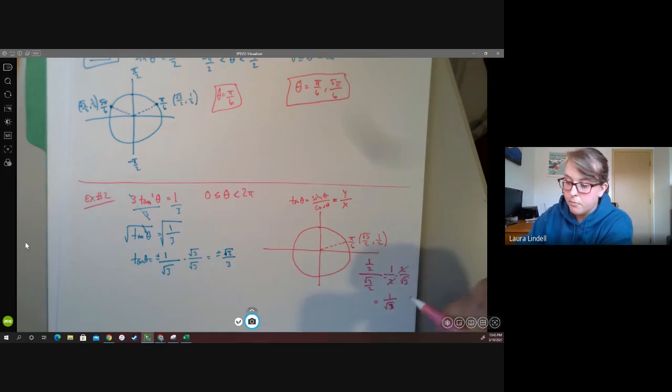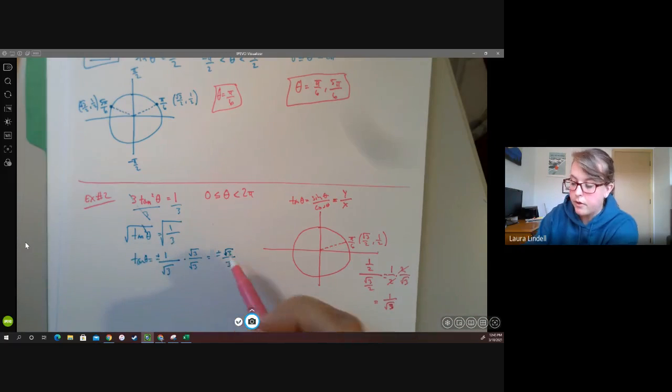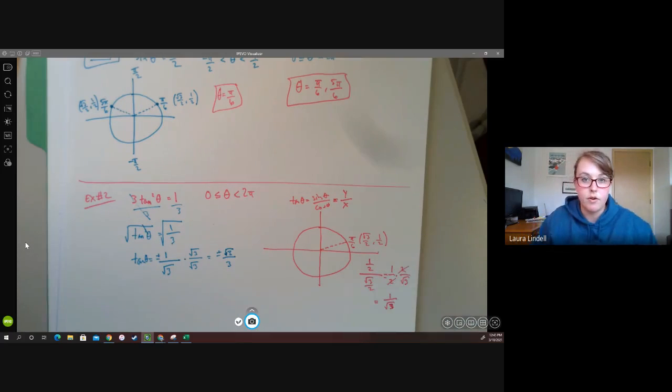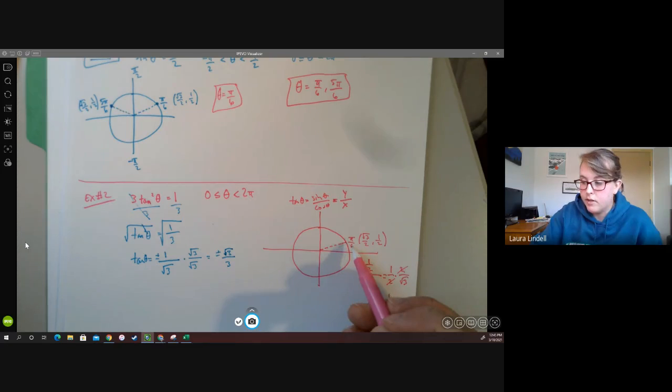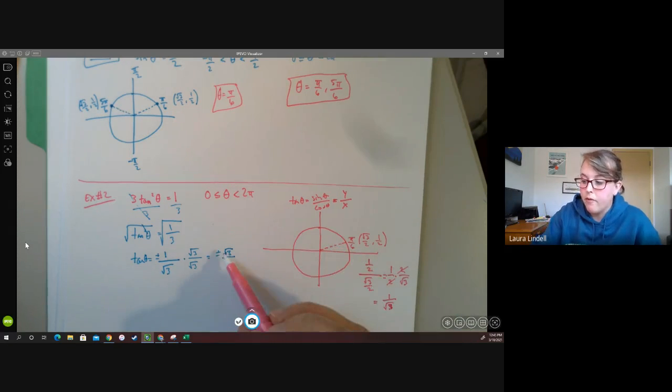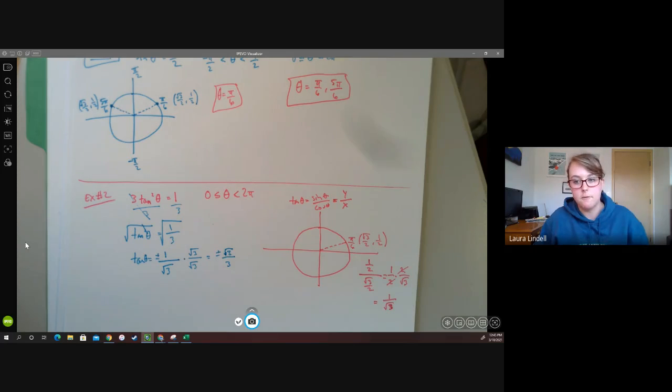So this is a solution because 1 over root 3, or you can also rationalize this to root 3 over 3, is one of the things we're looking for here. So pi over 6 is one solution. And keep in mind we're looking for positive or negative root 3 over 3. So we're actually going to get 4 solutions here for this one. So there's one of them.